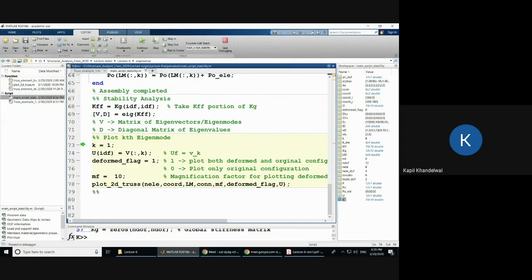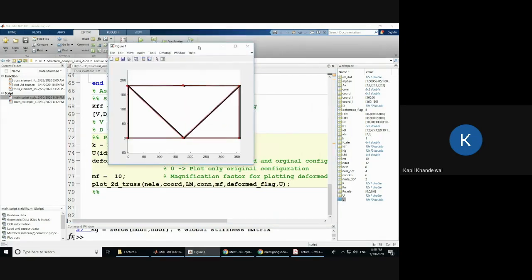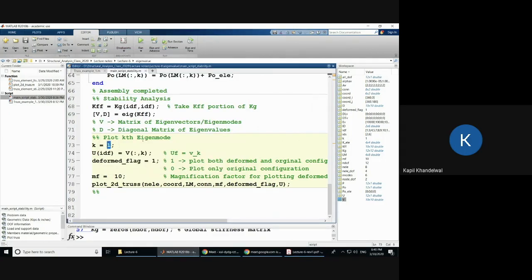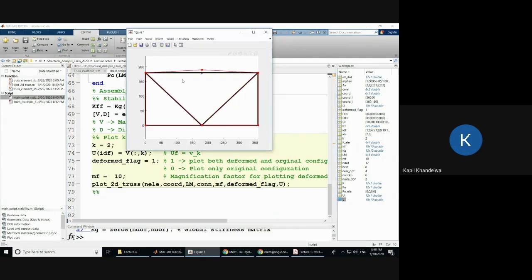So this is the first eigenmode. You can see that this is just a rigid body translation in the horizontal direction. And I can go and plot the second. So this is the second. I changed k is equal to 1 to k is equal to 2. And I'm going to just solve this block here. And this is the second eigenmode.